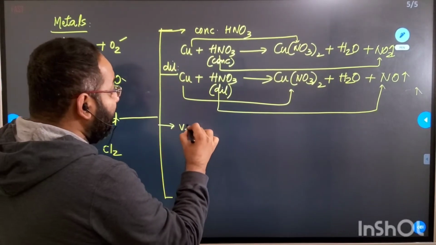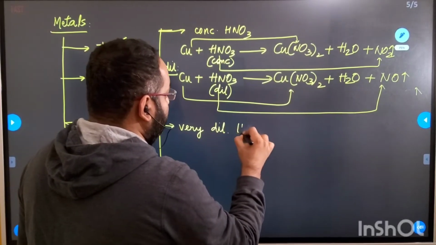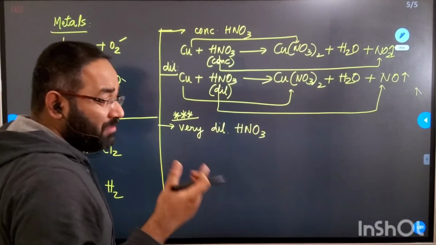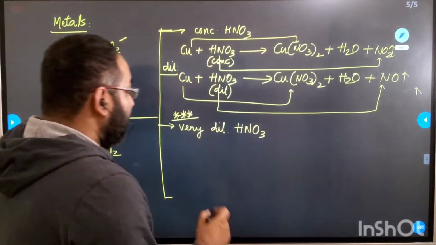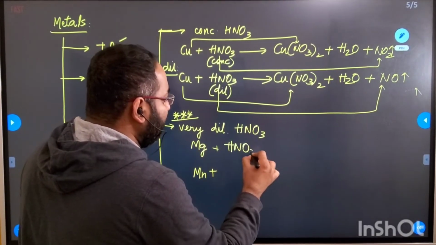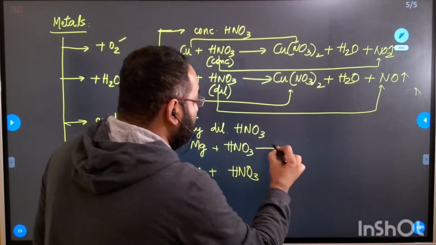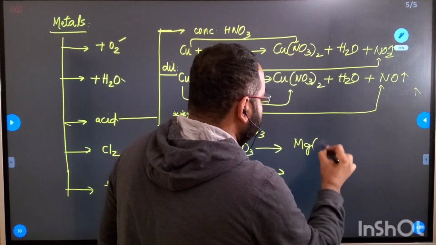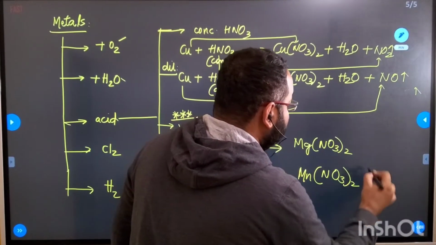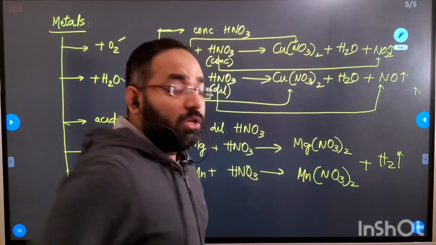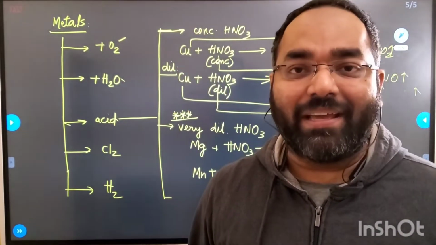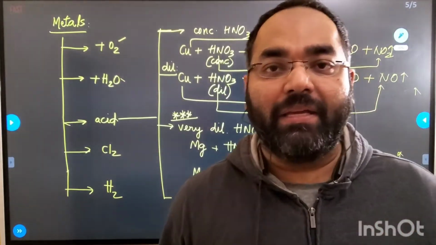Similarly, if you take very dilute HNO3, this is important from your examination point of view. Sometimes it's called very dilute HNO3. If you take two metals, magnesium and manganese, both of them will react with very cold, very dilute HNO3 to produce magnesium nitrate, manganese nitrate, and in the process, they will release hydrogen gas. So a common question asked in the exam is, name two metals that liberate hydrogen gas with nitric acid. Your answer should be magnesium and manganese.